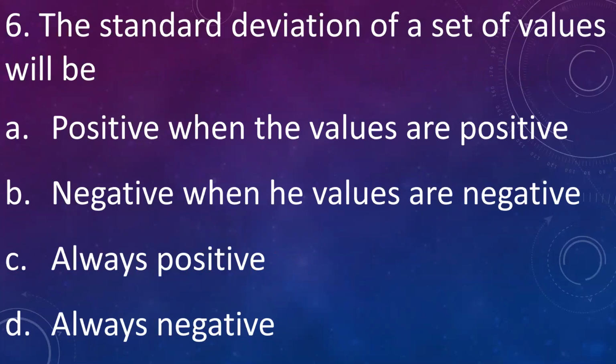The standard deviation of a set of values will be: A. Positive when the squares are positive, B. Negative when the values are negative, C. Always positive, D. Always negative. Answer is it will be always positive.